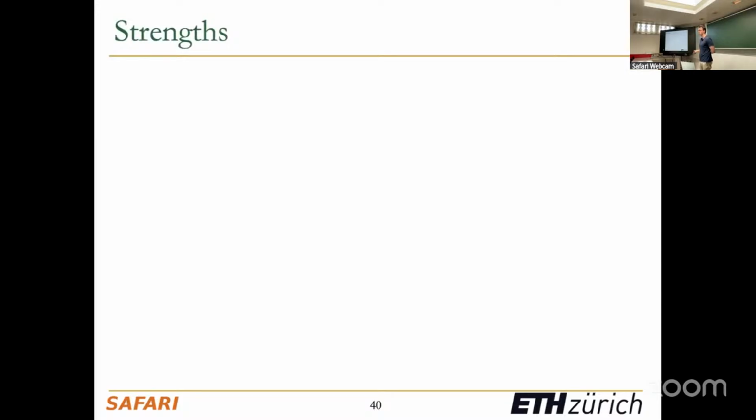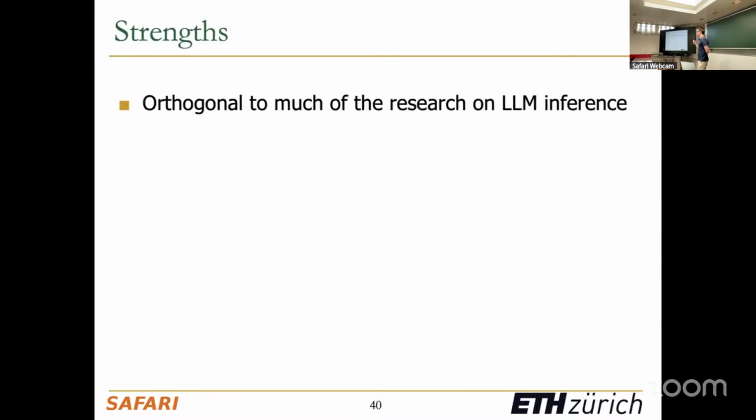So let's go to the strengths and weaknesses of the paper. First, I found it is orthogonal to much of the research on LLM inference. Usually you would have research on quantization, you would have research on knowledge distillation, but this is something else because it can also benefit from Lincoln. So Lincoln could be running maybe 400 billion parameter models with 4-bit quantization, for example.